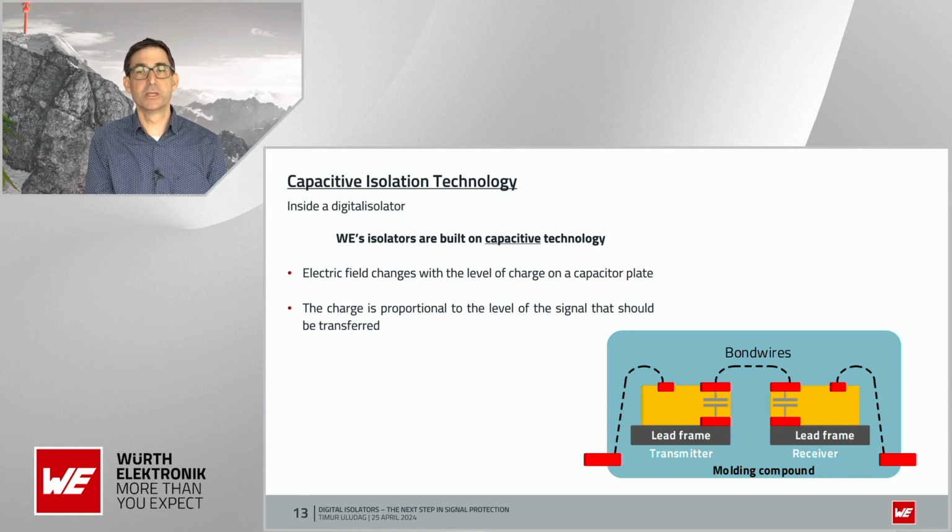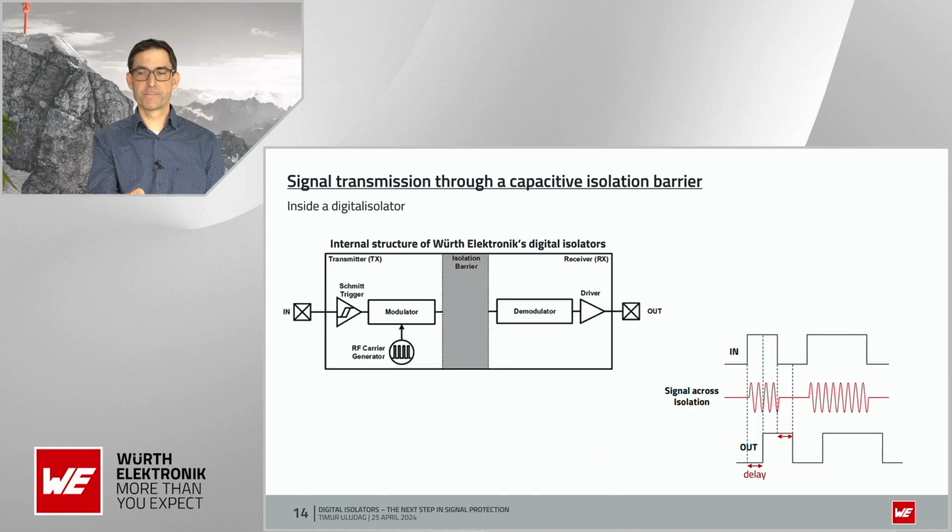Let us now check out how the function works to get the information through the digital isolator. Digital isolators transfer signals across an isolation barrier. This is achieved by using a modulator here on the left, which transmits a high frequency signal through the isolation barrier. Then we have the receiver that demodulates the high frequency signal to an equivalent signal to what we put in at the input.